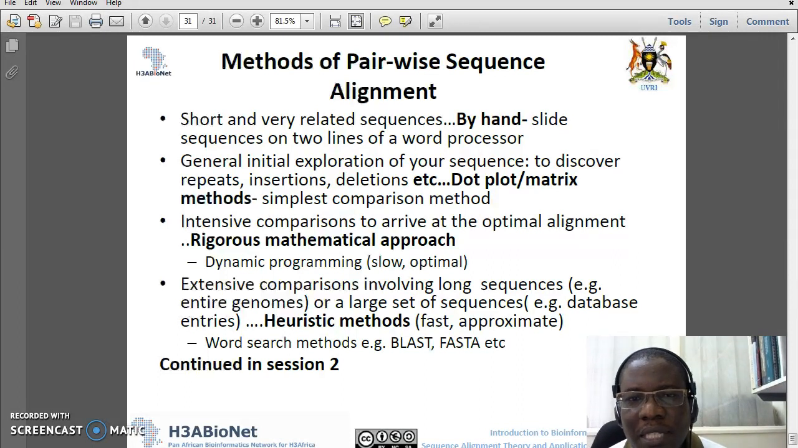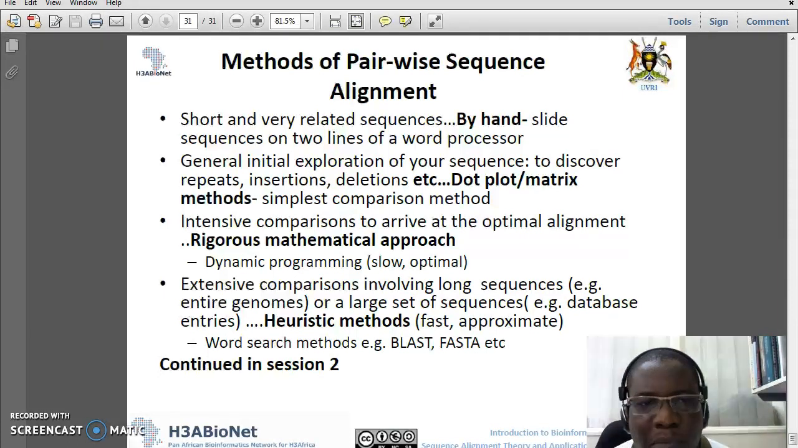However, when that's not the situation, you can be a little more advanced, and you could use a dot plot matrix. These methods allow you initial exploration of your sequences to discover small patterns, for example, repeats, insertions, or deletions. This is one of the simplest comparison methods in existence.